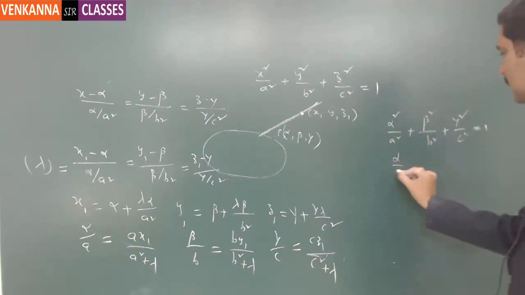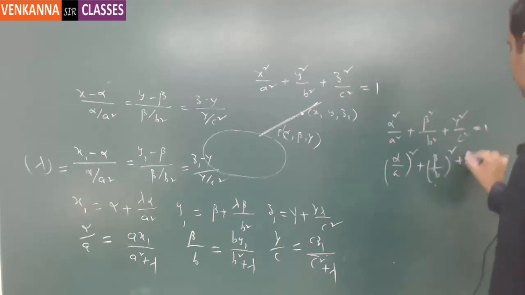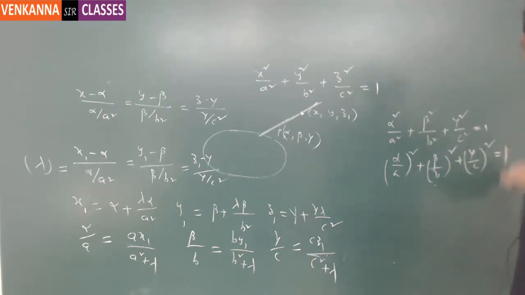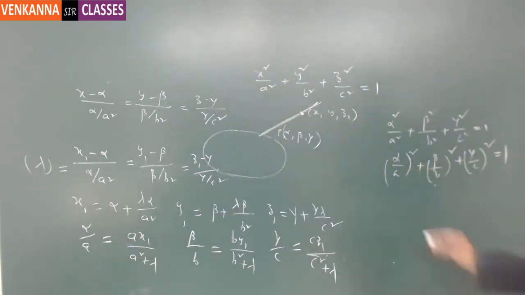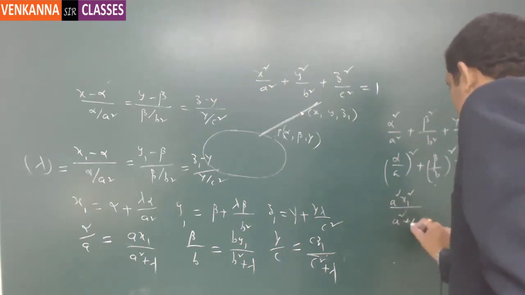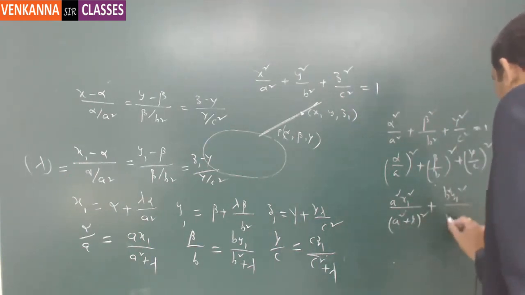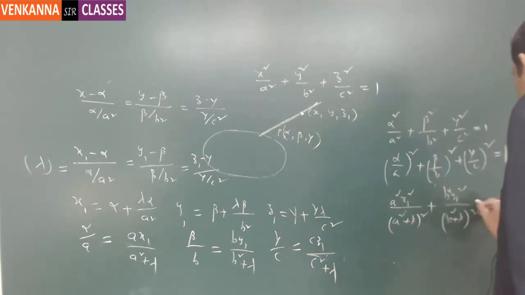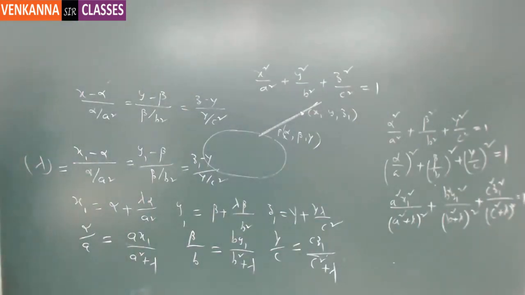So it is nothing but alpha by a whole square plus beta by b whole square plus gamma by c whole square is equal to 1. If I substitute these values in this part, I will get the locus. This is the locus I will get. Please check.